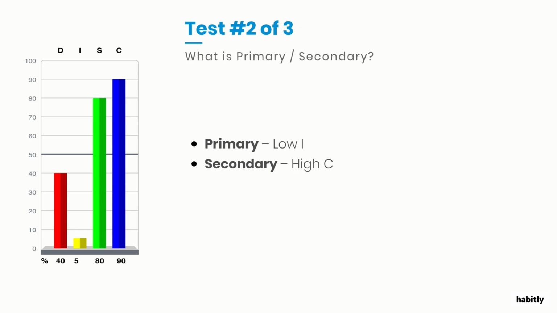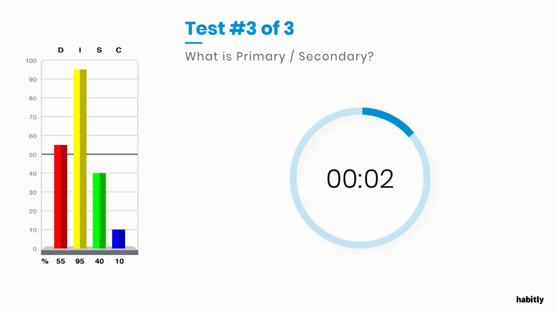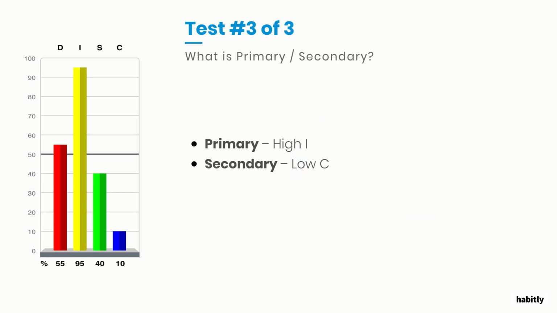One more time. Let's play the game. Which is the primary? Which is the secondary? You have 15 seconds. We're at 5 seconds. You guys should be faster now anyway. We're at 10 seconds. And are you ready? We're at 15 seconds, and the answer is the primary is the high I. The secondary is the low C. It's a reverse of what we had in the prior one. So the high I is up there at 95, 45 above the line. The low C is at 10, that's 40 below. I hope you're getting it now.